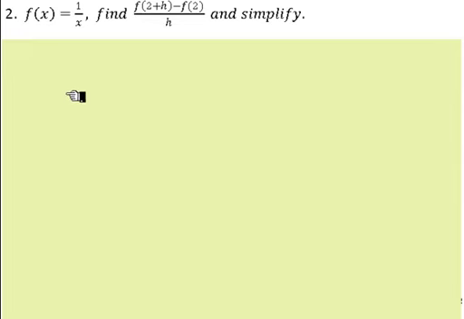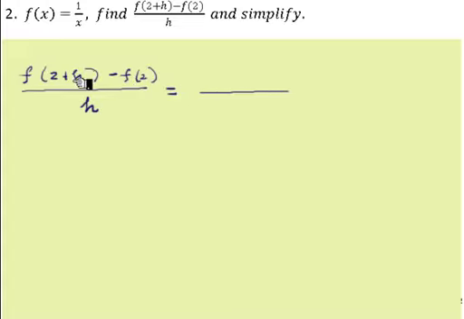In number 2, we're forming the difference quotient for a function f of x equal 1 over x. All right, so let's do that. So we have f of 2 plus h minus f of 2 over h. Okay, so we're substituting in 2 plus h into 1 over x, so that's 1 over 2 plus h. Now substitute 2 into 1 over x, so that would just be 1/2 over h.